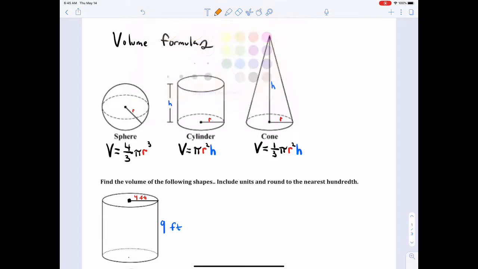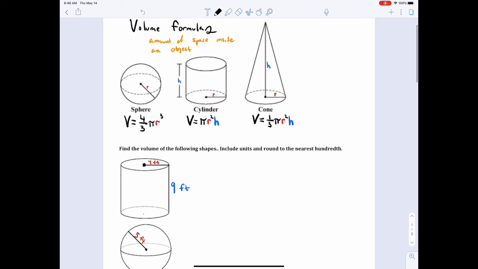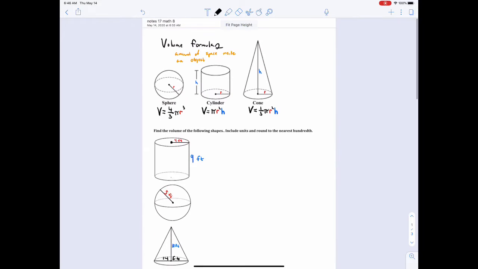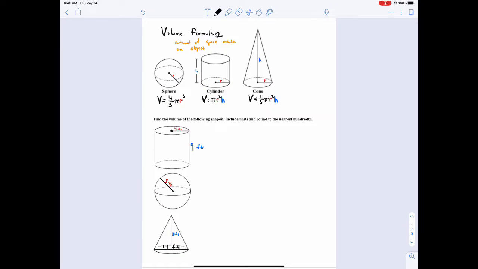Remember, volume is the amount of space inside an object. And we're just going to learn how to take the volume of 3 more shapes today. But the process is just the same. You're just plugging numbers into a formula and paying attention to detail. So here we go. Let's look here. Find the volume of the following shapes. Include units and round to the nearest hundredth.